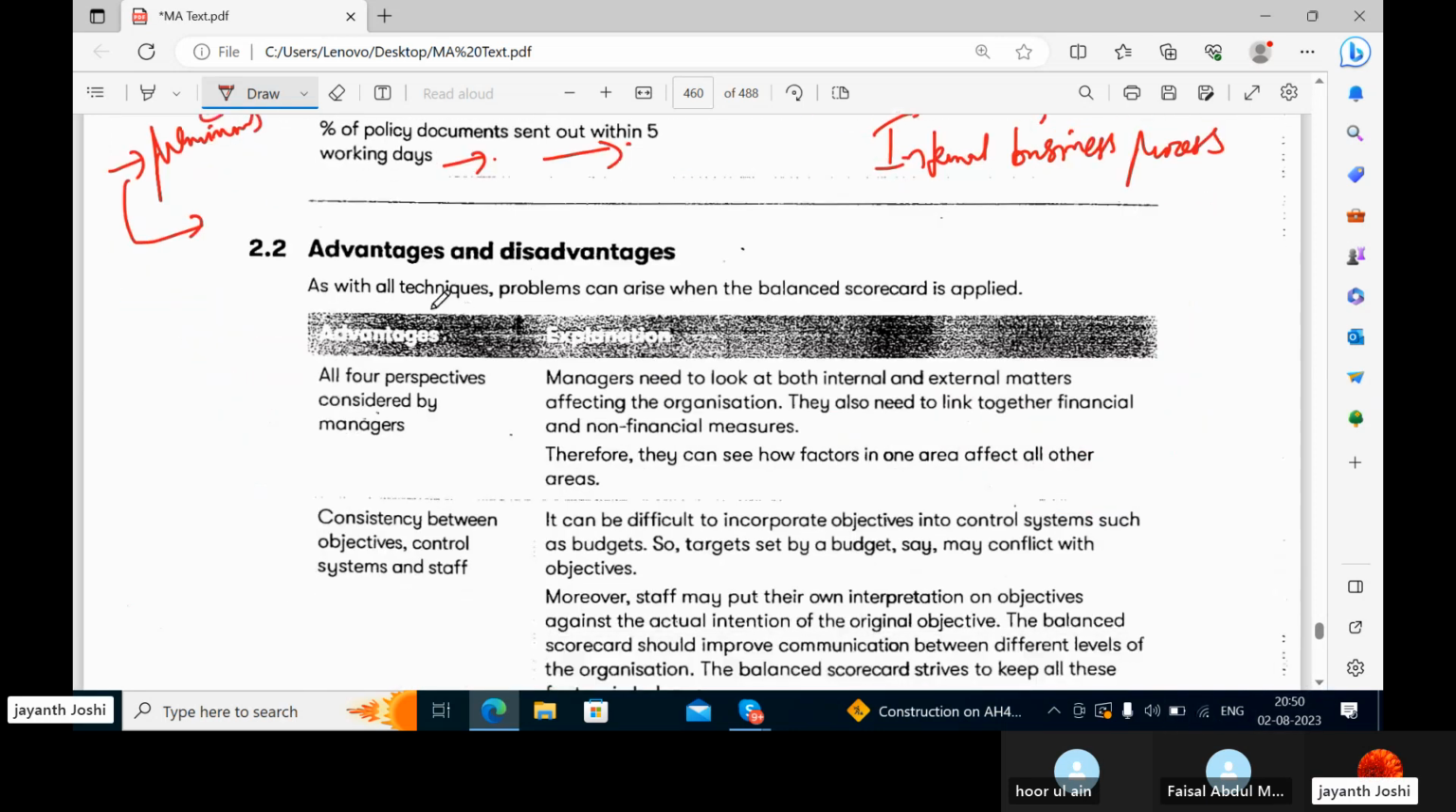Advantages and disadvantages. As with all techniques, problems can arise when the balanced scorecard is applied. See, everything has an advantage and a disadvantage. So what are the things we are going to see here? All 4 perspectives must be considered by managers. So managers need to look at all of them. So this is one of the problems.